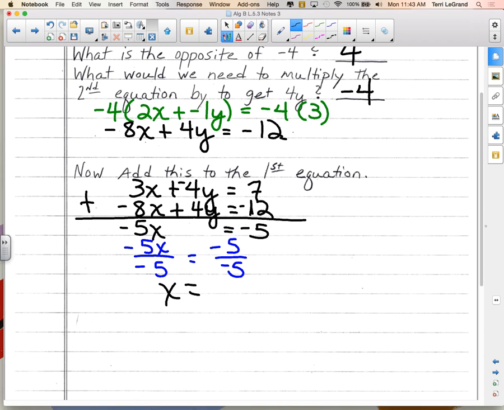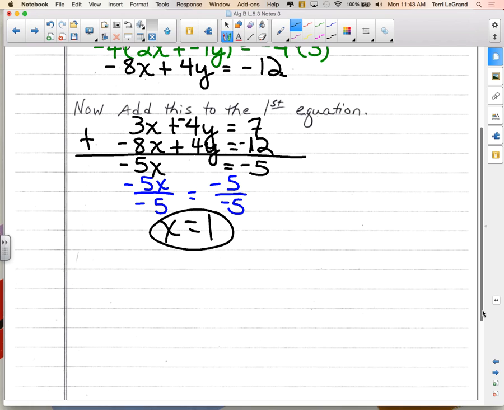What'd you get for x? -1? +1? Well, it's going to be one or the other. Which one should we go with? Positive +1, yeah. It's +1 because after we add the two equations together, we should end up with -5x equal to -5. We'll divide both sides by -5, and we will end up with x equals +1.